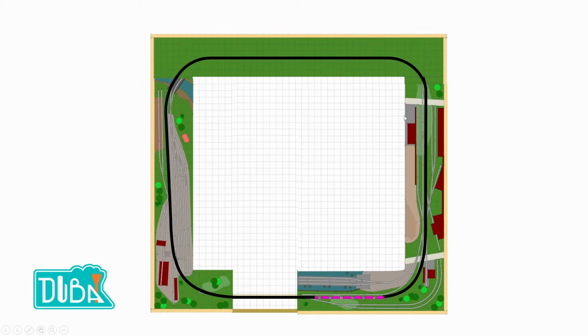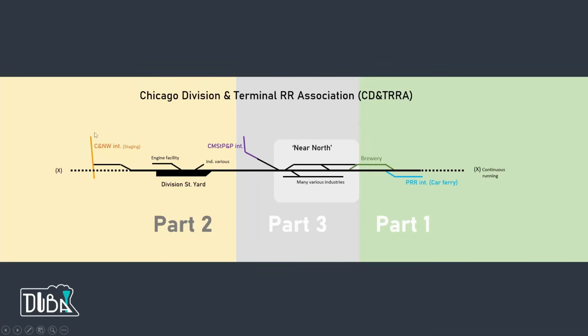So let's have a look. Here you see on the right the brewery that we talked about. And if you remember, here in blue is the Penn C interchange. And our interchange is going to be right here, the C&NW. Surprisingly enough, these two interchanges are located next to each other, but if you look on the chart, they're actually on the two opposite sides of my little railroad.